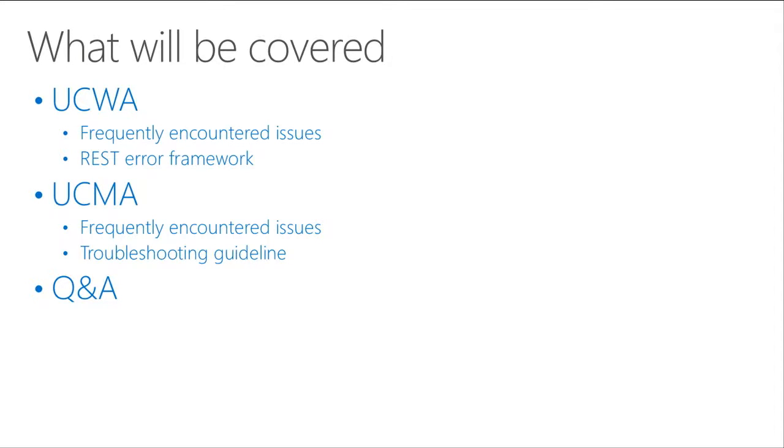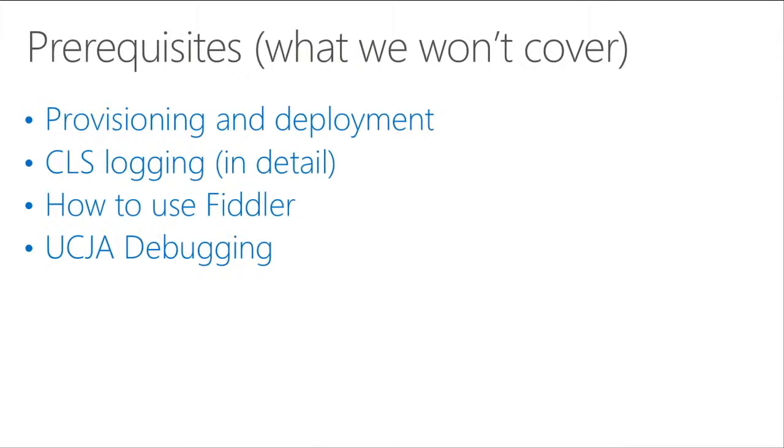That's not cool. So what we won't cover: the provisioning and deployment in detail, the CLS logging, which is the centralized logging system in Lync Server, how to use Fiddler, and UCJA debugging. I think Albert and Alex introduced UCJA yesterday in the TAP program, so don't ask any questions regarding UCJA. And so let's get on with it.